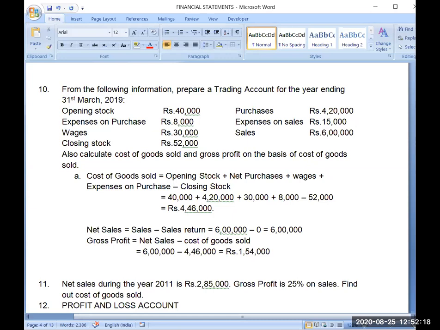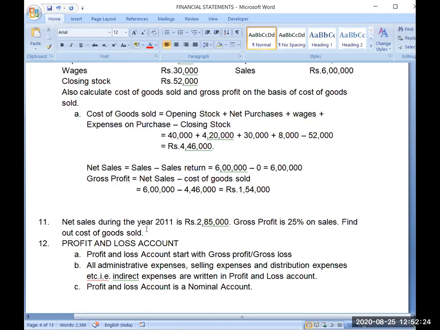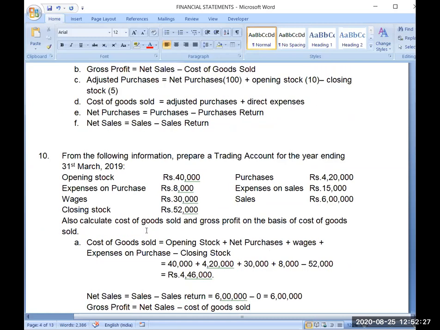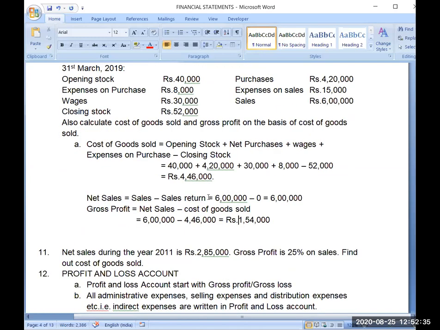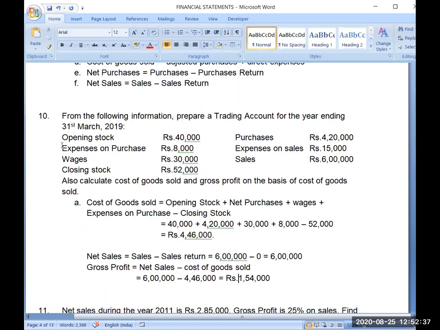Yes, please, clear? Prepare a trading account on your own, practice it, and if you feel any doubt is there, then you will let me know. Otherwise, you have to send it. It is your assignment today. Complete its trading account and send me on WhatsApp.